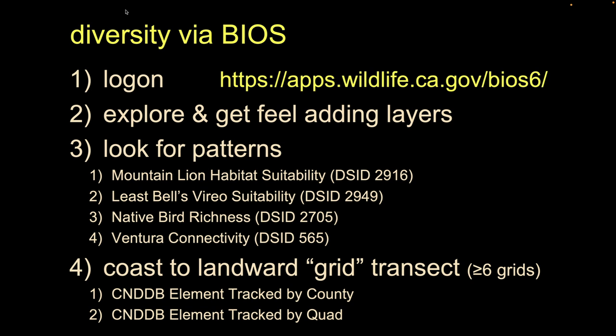So the four things I suggest you guys start looking at, or some examples of things you can look at: mountain lion habitat suitability, and this is the unique identifier number in the database, 2916. Least Bell's vireo, which is a rare, endangered bird species that we have, that is actually here physically on campus, that has caused campus a lot of consternation, because of the new entrance road, which is the main entrance road that comes over the little bridge and pulls in right near the bus stop.